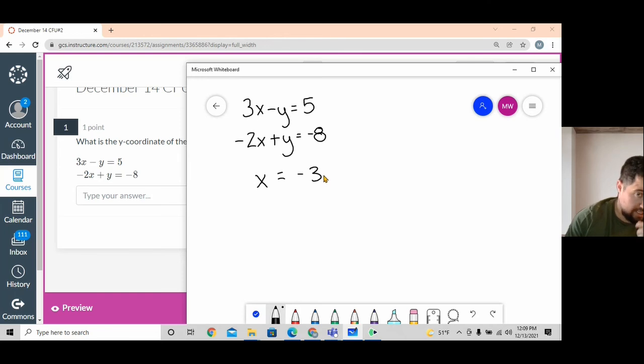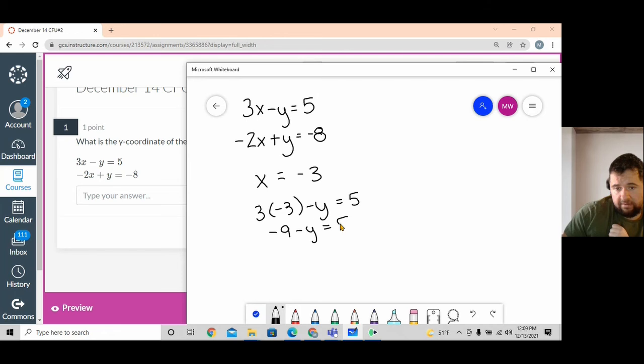I want to know the value for y, so I'm going to take this x and plug it back in. So 3 times negative 3 minus y equals 5. Negative 9 minus y equals 5. I'm going to add 9 to both sides. Negative y equals positive 14, which means positive y equals negative 14.